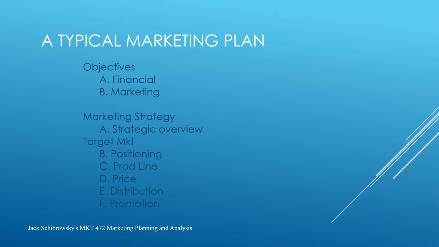Then, of course, we move on to the goals and objectives. And, of course, we want to make sure that those goals and objectives are SMART goals and objectives. They might be financial objectives, and they might be marketing objectives. Then we move on to the actual marketing strategy. We typically like to start with the strategic overview. That is the overall strategy that we have in mind. And the overall strategy might be in terms of positioning. It might be in terms of product line, it might be in terms of pricing, it might be in terms of distribution or promotion. It also might be in terms of, of course, the target market.